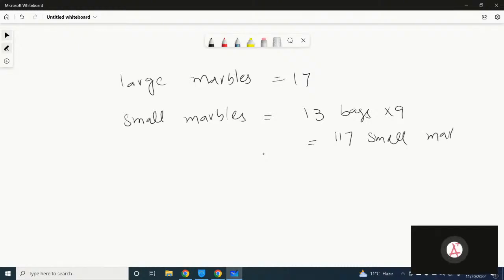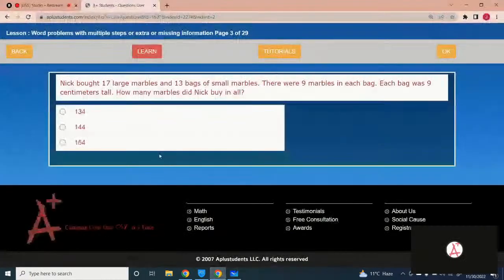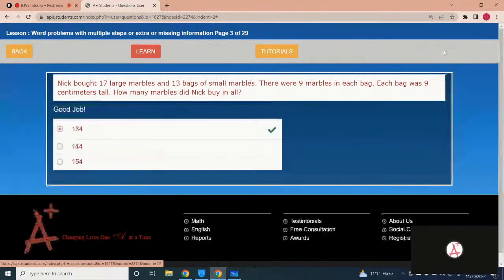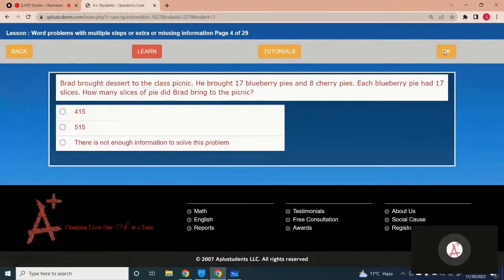You have to calculate now the total value of the marbles. So add 17 and 117. Got it? So it would be then 134. So that means the total marbles are 134. So select the correct option, then click on the OK button. Got it? Okay, the next one is, yeah, it is 134.